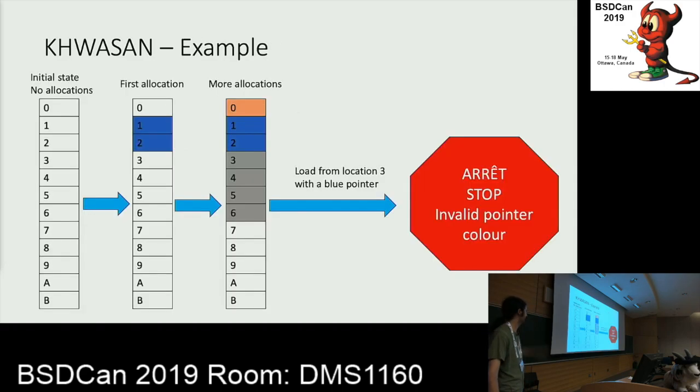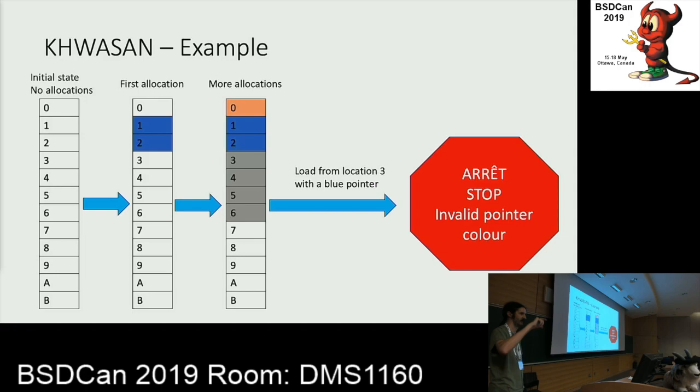So what does it do? We start off with no allocations. We make some allocations. So we've got a blue allocation, and then we have two more. And then we try to load from address 3, but with a pointer from a blue pointer. So it would work for 1 and 2, it will not work for 3. So basically, this is a slightly different way of doing it.